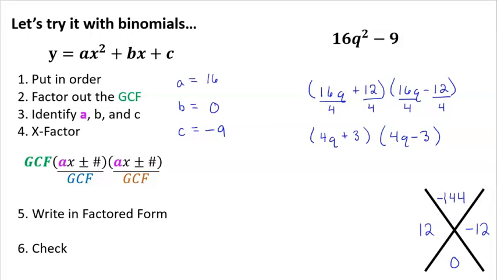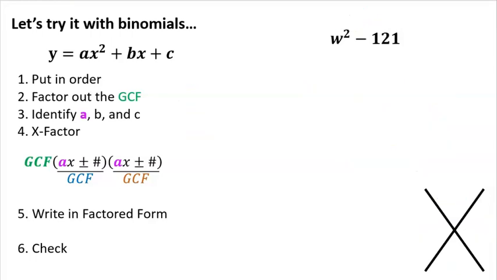We still get the same thing. Notice that this is a difference of squares pattern. The square root of 16 is 4. And then the square root of 9 is 3. And so this is 4q squared, right, minus 3 squared. And that's how we get 4q. And then for that difference of squares pattern, you have a plus and a minus. That way you can get rid of what's in the middle.